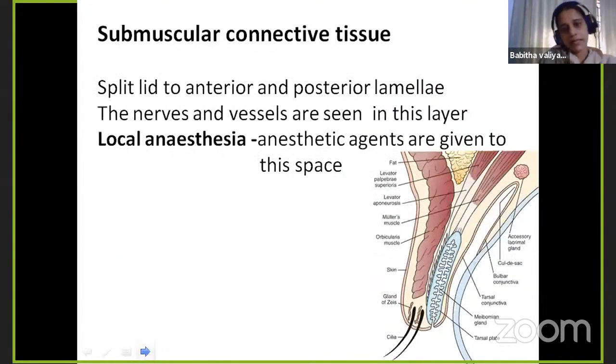Then the submuscular connective tissue splits the eyelid into anterior and posterior lamella. The nerves and vessels are seen in this layer, and local anesthetic agents are given into this space to get a better anesthesia of the eyelid.